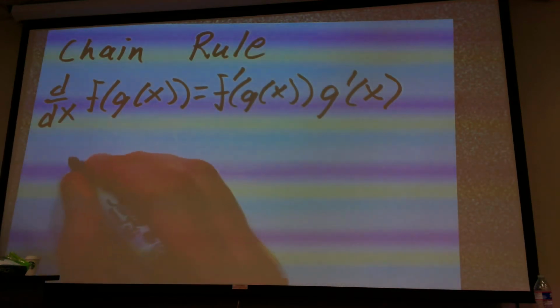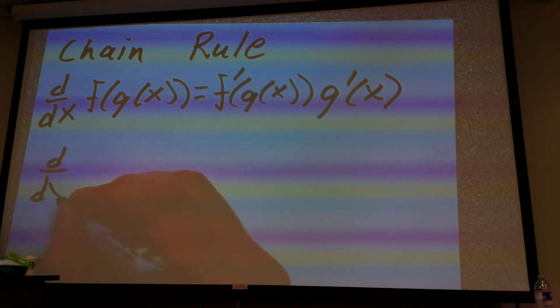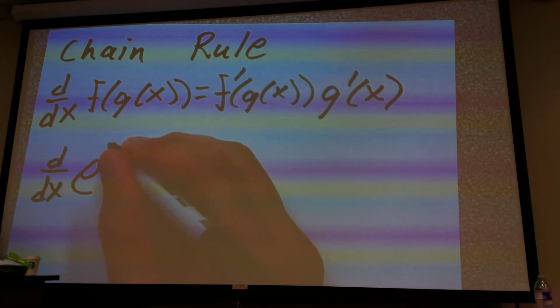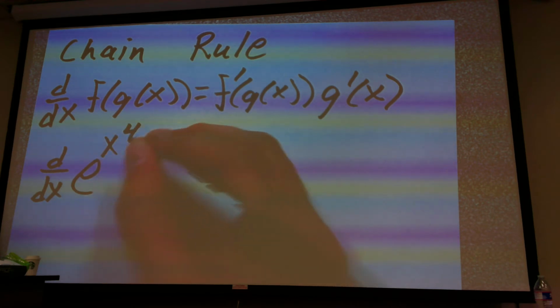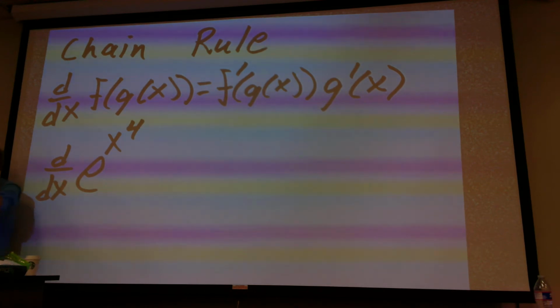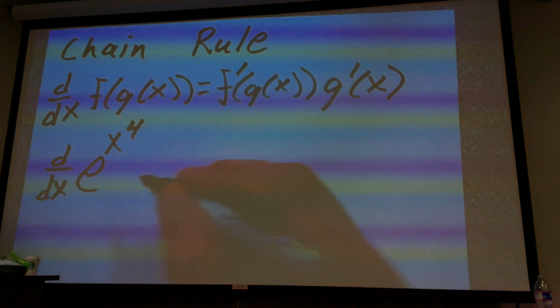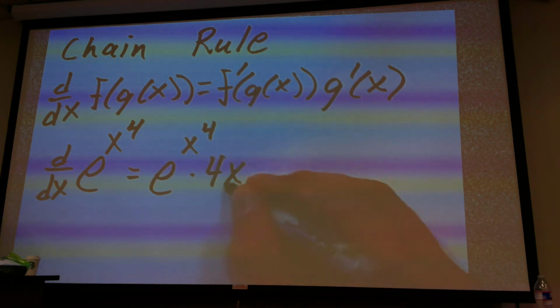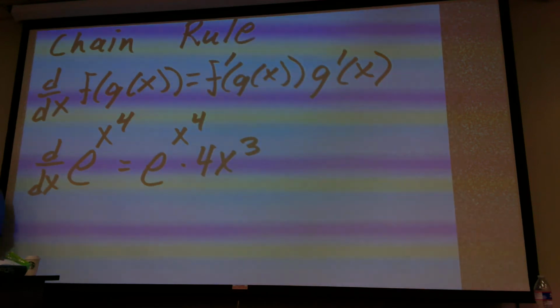Let's say I wanted to take the derivative with respect to x of, let's say, e to the x to the fourth. Okay? Well, the derivative of e is just e. So this is going to be e to the x to the fourth, and then multiplied by the derivative of x to the fourth, which would be 4x cubed.